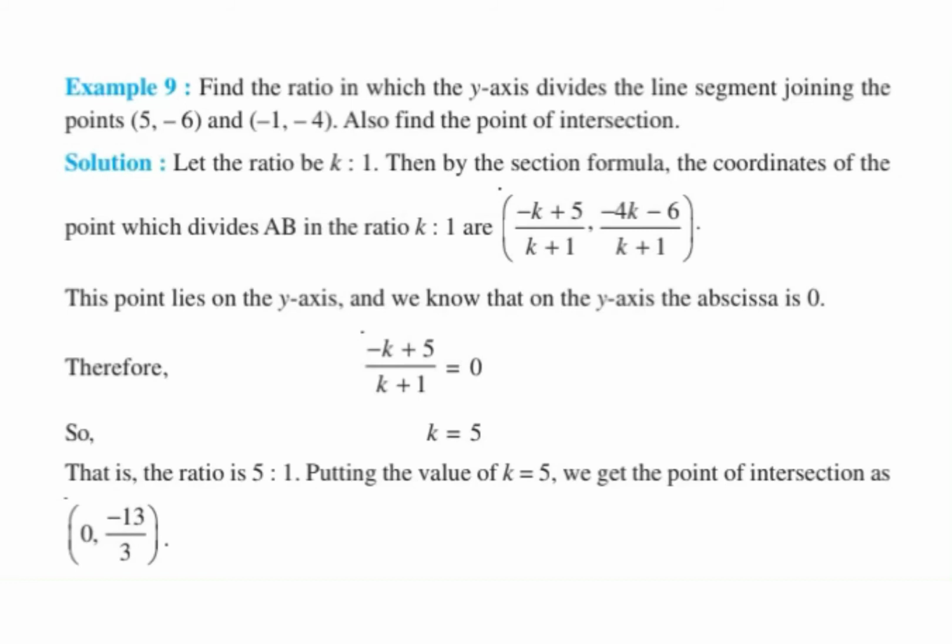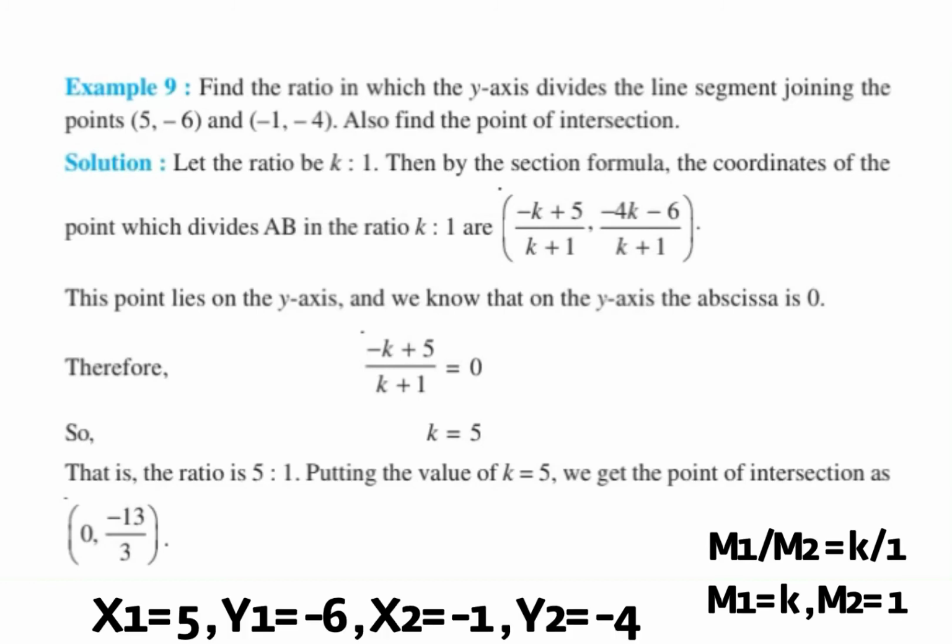So let the ratio be k:1. x1 is equal to 5, y1 is equal to -6, x2 is equal to -1, y2 is equal to -4. Now we will apply the section formula and we will take m by n is equal to k by 1. So m is equal to k and n is equal to 1. And we will get (-k + 5) upon (k + 1) is equal to (-4k - 6) upon (k + 1). Now these are the coordinates of the point which is dividing the line segment AB in the ratio k is to 1.